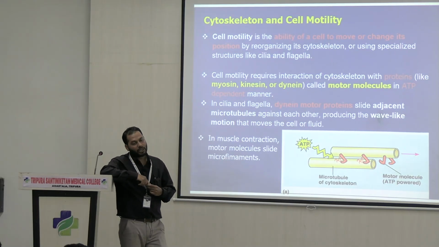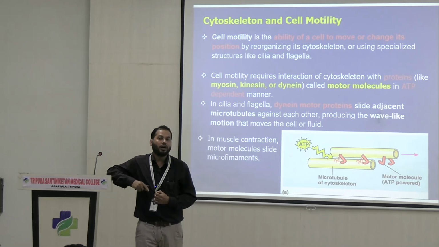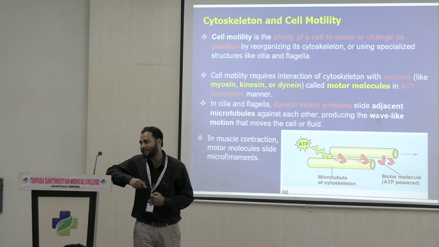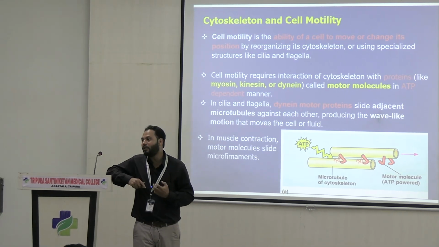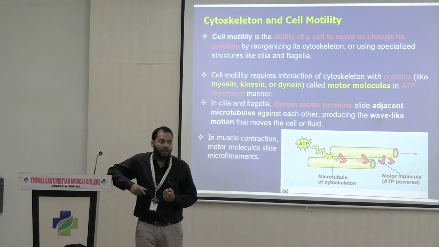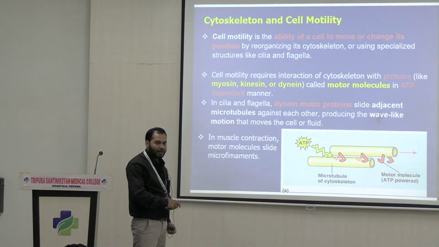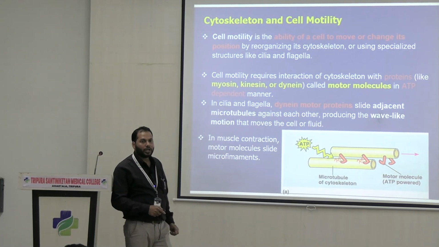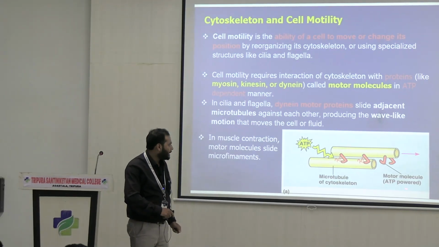The same thing you can see in muscle during muscle contraction. There is a sliding of filaments, actin and myosin filaments slide over each other, leading to the contraction of the muscle. And during that sliding, the protein involved is myosin. You can see here, this is one microtubule, this is another one, and these are the motor proteins. The actions of those motor proteins are ATP dependent, that is, powered by ATP.